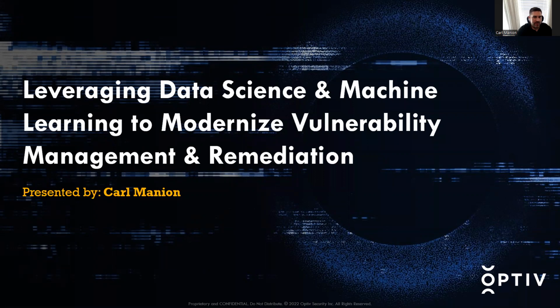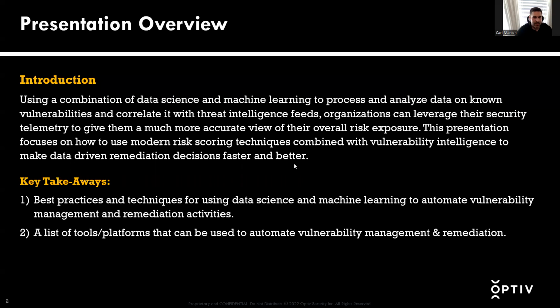And today I'll be covering a session on leveraging data science and machine learning to modernize vulnerability management and remediation. To give a quick overview about this presentation, I've created a slide that provides you with the initial introduction here. So what we're going to be covering is how you can use a combination of data science and machine learning to process and analyze data on the known vulnerabilities within your organization and correlate that with threat intelligence feeds so that you can come up with a much more accurate view of your overall risk exposure and also automate many of the processes that you use to follow up on remediation activities.